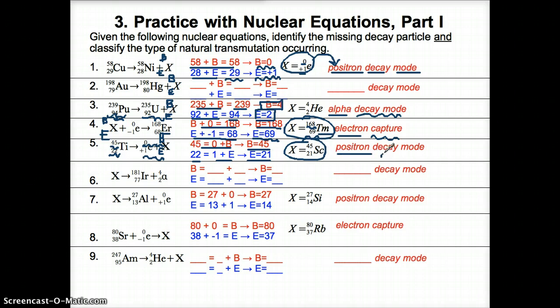All right, and this is a positron decay mode here, because you notice that a positron is being produced or emitted on the product side. This you can do on your own, and this you can do on your own, but let me go over these two quickly. Again, the mass here of X should be B, the charge should be E.